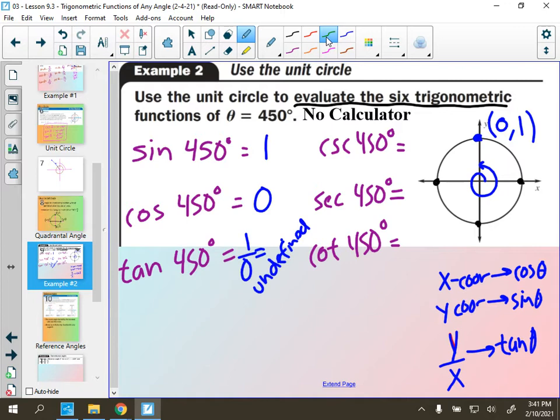So how do I flip this 1 over? Well, I kind of want to see it as a fraction. What does 1 look like as a fraction? Oh, it looks like 1 over 1. So I flip it over, I still get 1.